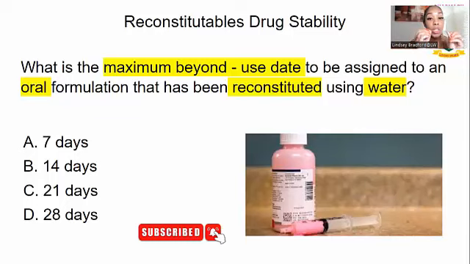14 days is good for 14 days. Reconstituted drugs. Reconstituted drugs come in a powder substance. You pour the water in there, shake it up. We put a label on it and we give it to the customer. We tell them to keep it in the refrigerator, and it is good for 14 days. 14 days. Yes, yes, yes.